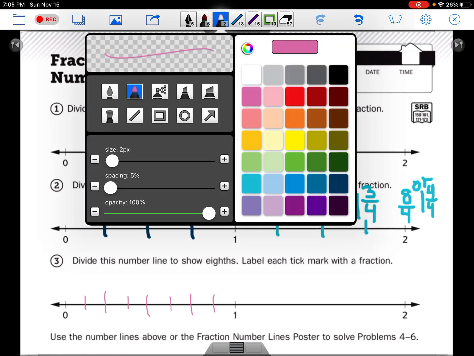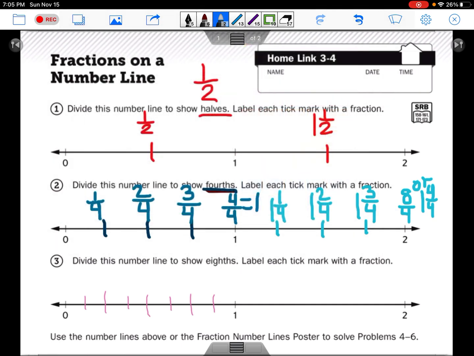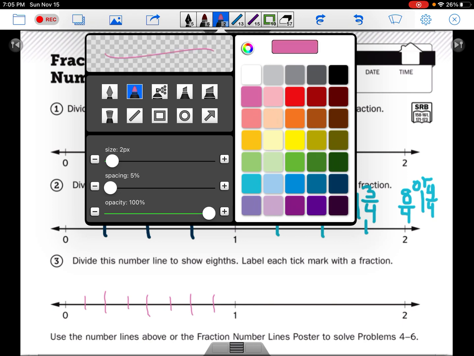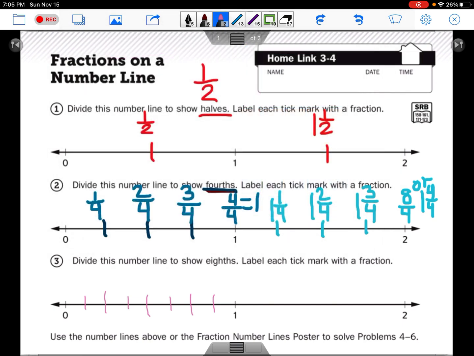Now let's double check. If I had this as a candy bar, check and see, are there really 8 pieces here? Let's see. 1, 2, 3, 4, 5, 6, 7, 8. Yep, there are. That's a good way to double check and make sure you did your fraction bar correct. All right, now we need to label them.